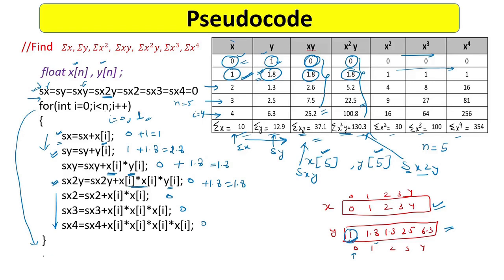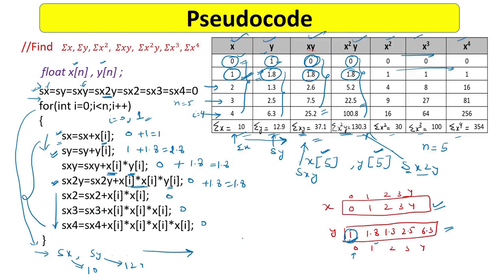So after this loop gets over, we will get the various values of sum of x, sum of x y, and so on. So you can tell me what will be the final value of s of x. This will contain the summation of all these values. That is, it will contain 10. The same way, s of y will contain the summation of these values, 12.9. The same way, all the summation values will be stored inside all these variables after this loop gets over.